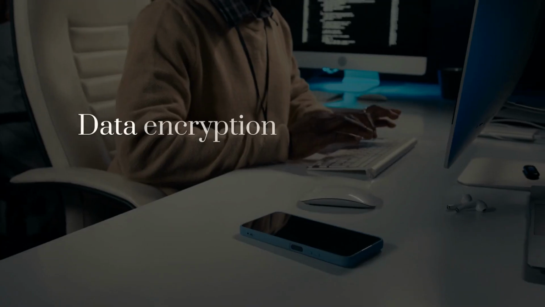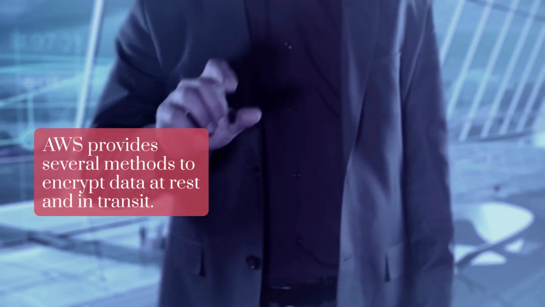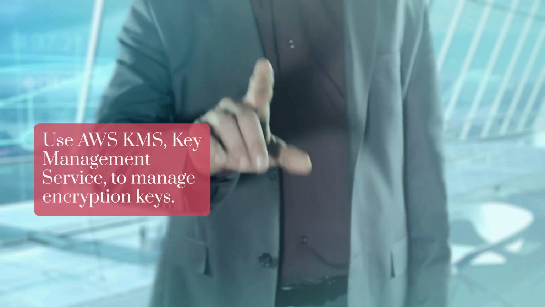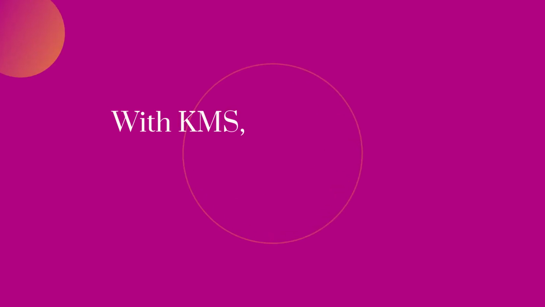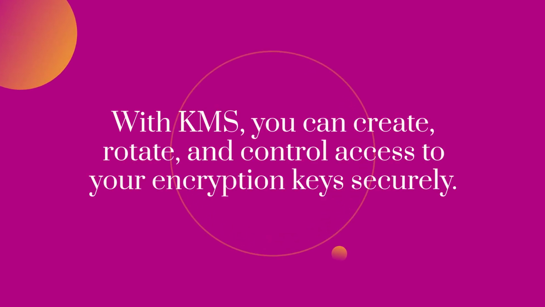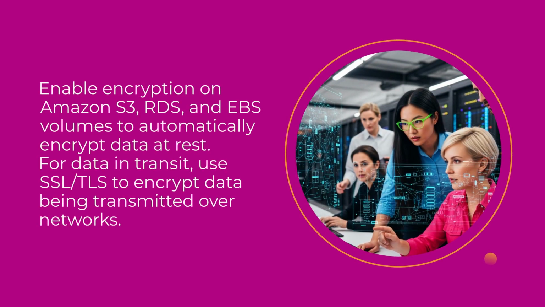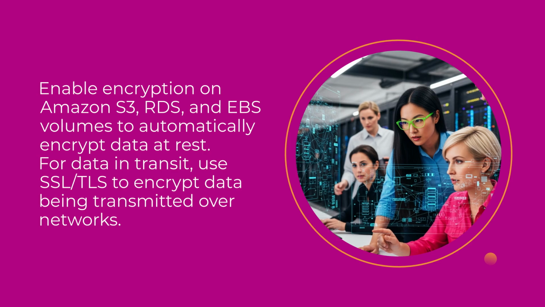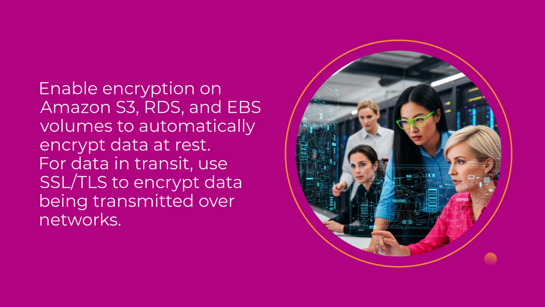Data encryption. Data encryption is fundamental for protecting sensitive information. AWS provides several methods to encrypt data at rest and in transit. Use AWS KMS, Key Management Service, to manage encryption keys. With KMS, you can create, rotate, and control access to your encryption keys securely. Enable encryption on Amazon S3, RDS, and EBS volumes to automatically encrypt data at rest. For data in transit, use SSL/TLS to encrypt data being transmitted over networks.